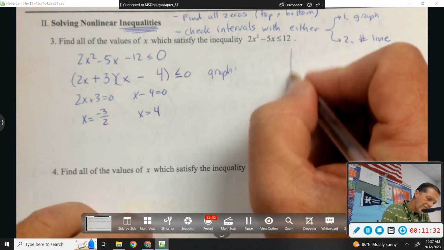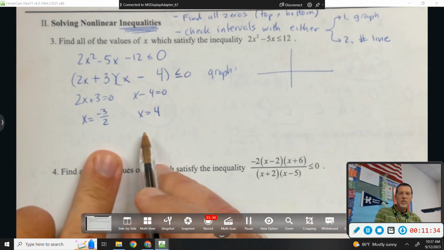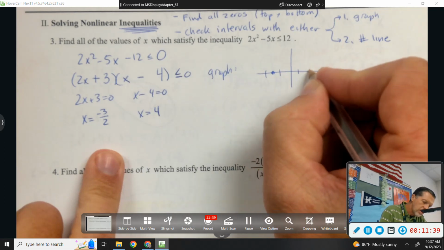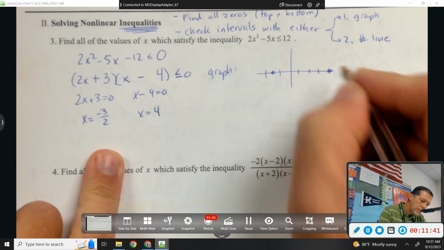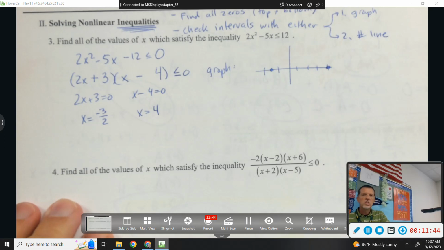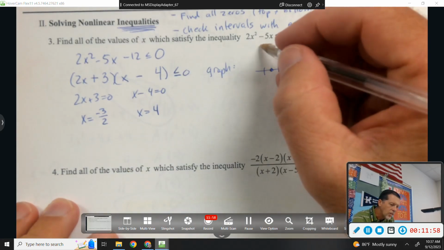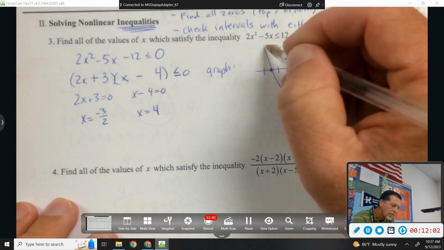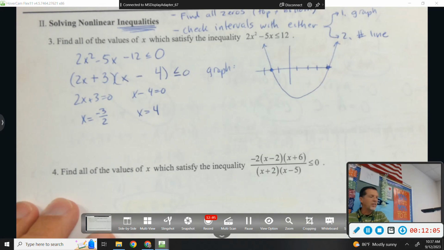So for a graph, I found my zeros. They're at negative 3/2 and 4. And what does the graph look like? It's a quadratic, it's a parabola. Is it pointed up or pointed down? Up, because it's positive. And so I don't need to be any more accurate than this. I found the zeros. I know it's an upward facing parabola.